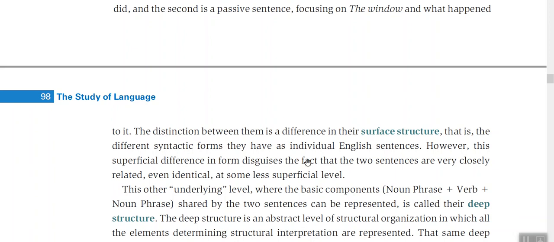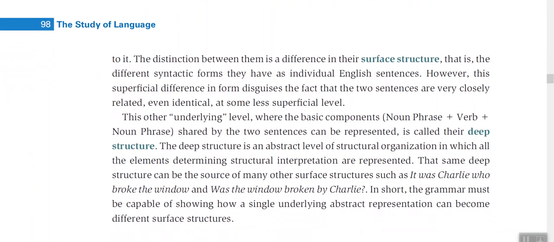This is the meaning of surface structure. The two sentences are what? Identical at some less superficial level. But superficially they are different. The structure is different. So this is surface structure. Another type is deep structure. What is deep structure? This other underlying level, underlying, hidden.